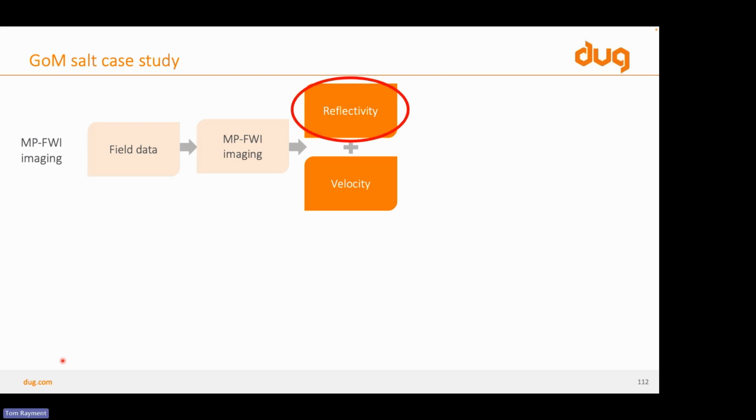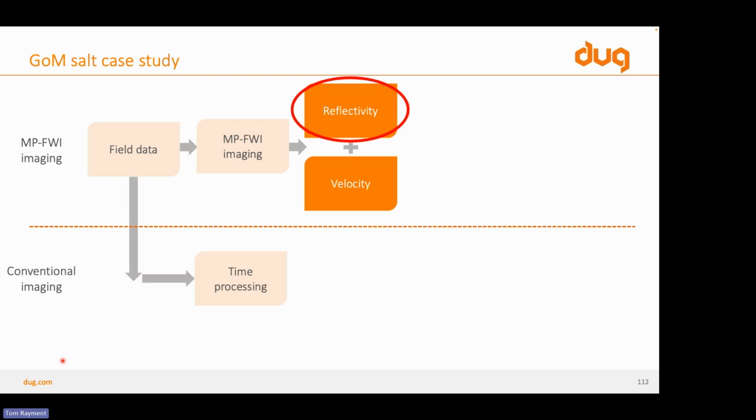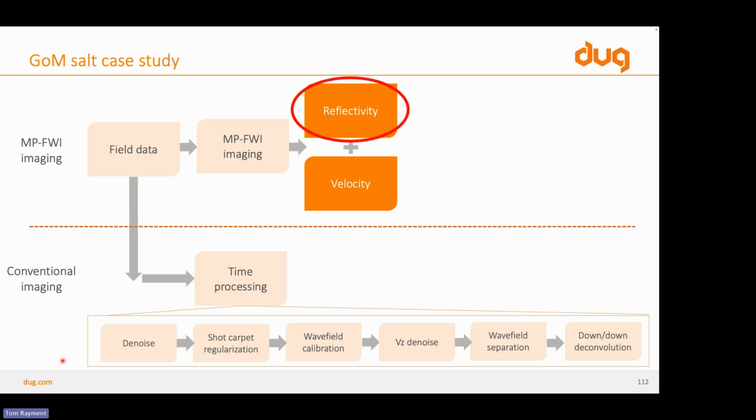So again, we'll have a look at the reflectivity for this result. And again, we'll compare it to a conventional workflow of time processing. Now, that time processing workflow consisted of these steps for OBN data: shot carpet regularization, wavefield calibration, VZ denoise, separation, and a down-down decon approach.